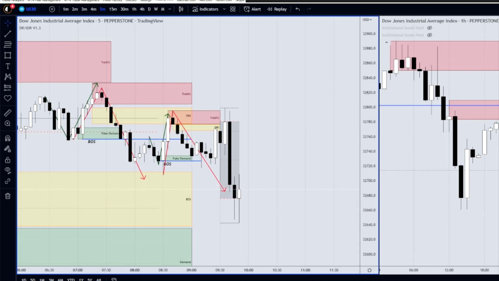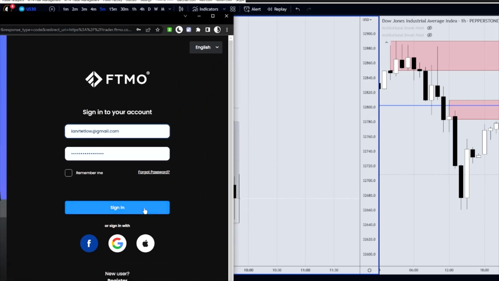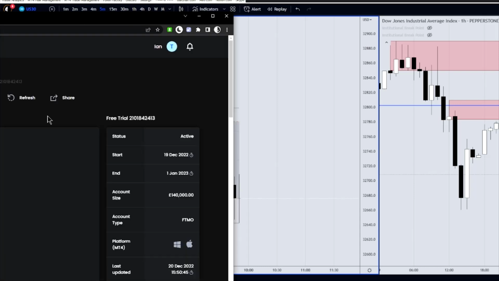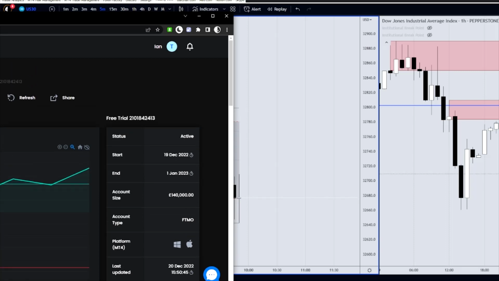So look, we have the page, the FTMO stuff. You can see here now. This is the trial. It's not the actual demo. It's a trial that I've gone for, and that was my drawdown this morning. I reclaimed it, and I'm back up again.